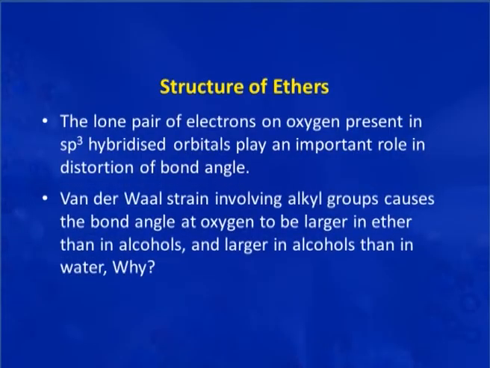In the ether molecule, we also see van der Waals strain. This van der Waals strain arises because of the size of the groups or atoms present in the molecule. As we increase the size of the alkyl group, more and more distortion is seen in the ether molecule. In the present slide, you can see that we have four molecules written here.